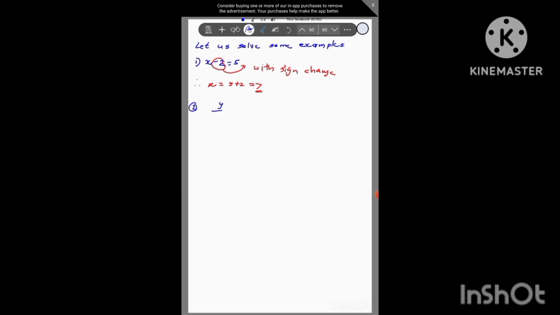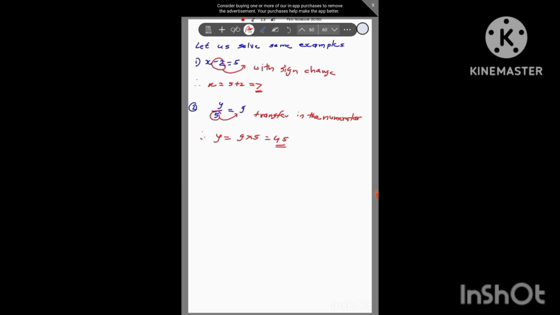Okay, very simple. Now another example: y upon 5 equal to 9. X, y, z, all these are unknowns. Now as it is in the denominator, it will go to the numerator on the other side of the equal to sign. So you get y equal to 5 into 9, and the answer will be 45.